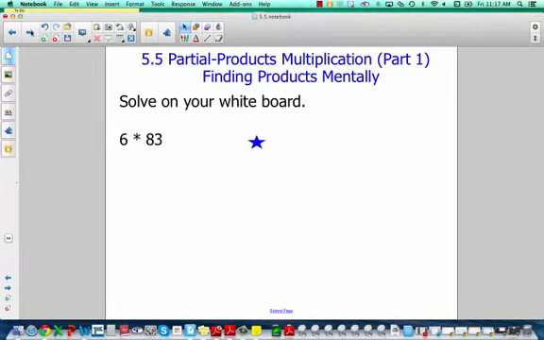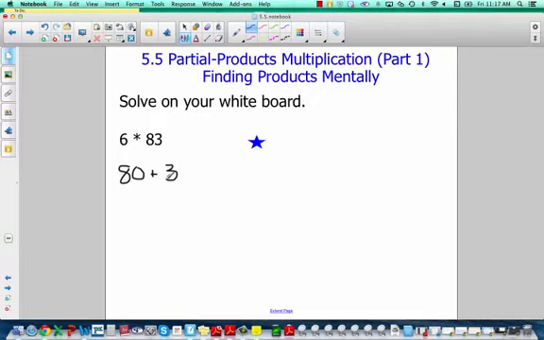And then I added those numbers together. Take a look at this one, 83 times 6. Well, together, let's decide 83 can be broken into 8 tens, which would be 80, and 3 ones, which would be 3. I'm going to multiply both of those numbers by 6. See if you can do this problem on your whiteboard.